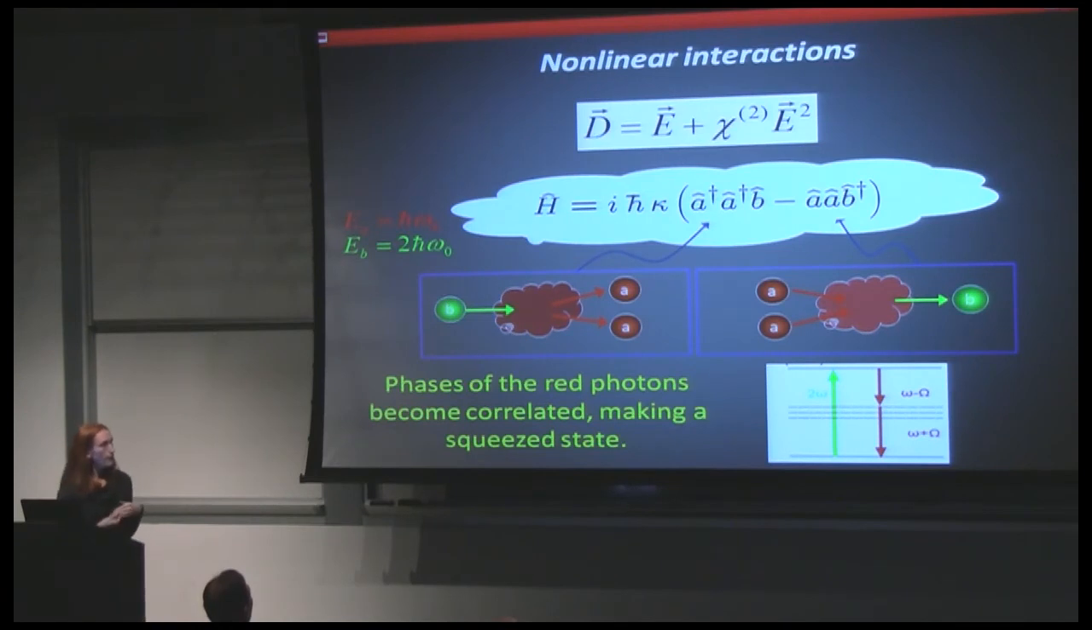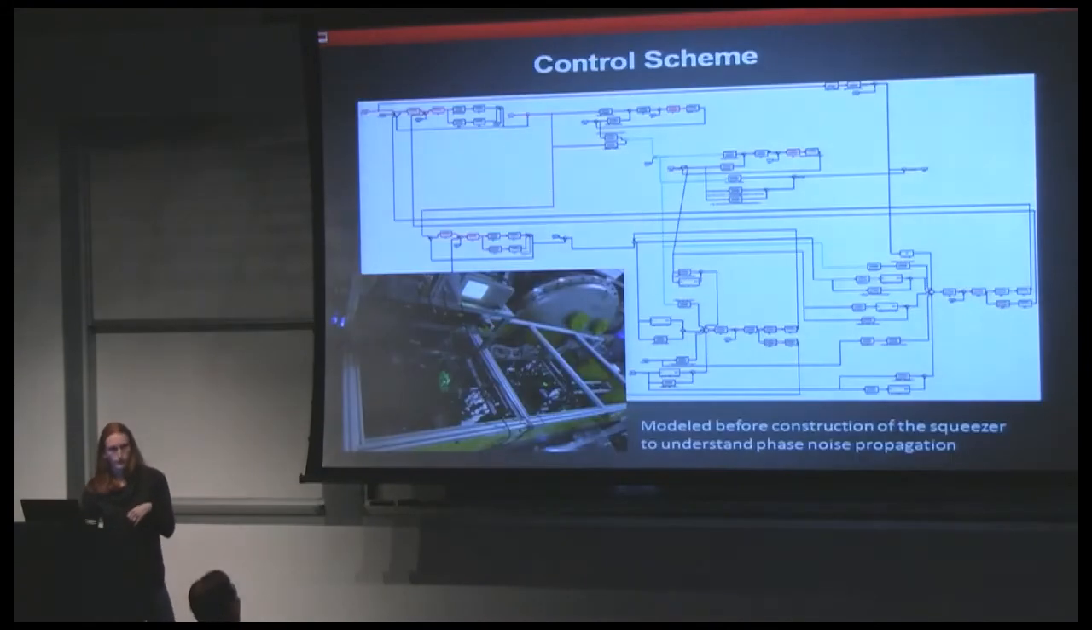So we know that the two red photons in this interaction are symmetric sidebands around the interferometer's carrier frequency. Since we tune the temperature of the crystal carefully, we know that energy is going to be conserved in that interaction. That's why we know that they're symmetric sidebands. If the vacuum field is propagating through this crystal, then the phases of the red photons, as they interact with the green, are going to become correlated. So we have to control the squeezing quadrature.